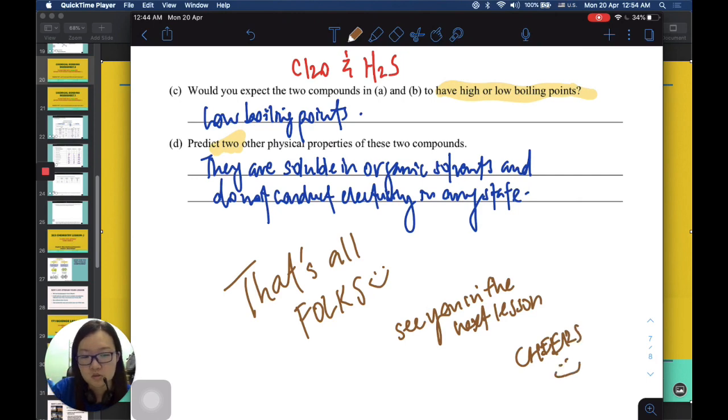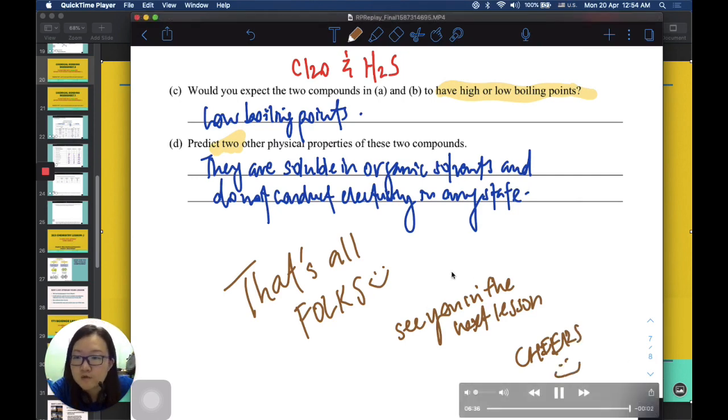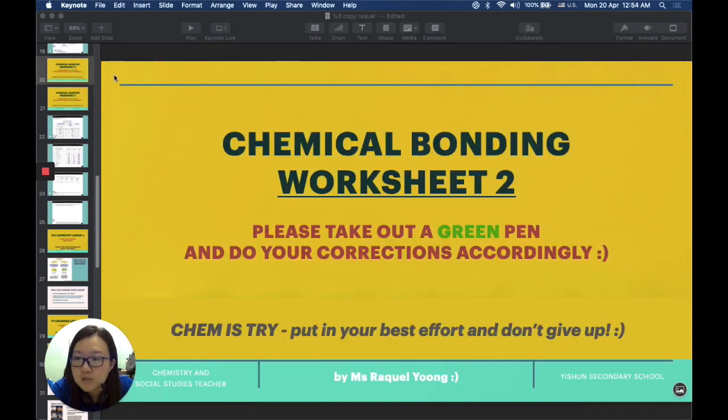So anyway, just to end off nicely, this has been a lesson on chemical bonding worksheet 2. Please make sure you do all your corrections. Please go back to SLS to answer my question. And if you want to ask a question, please post it on Padlet. Then I will address it.